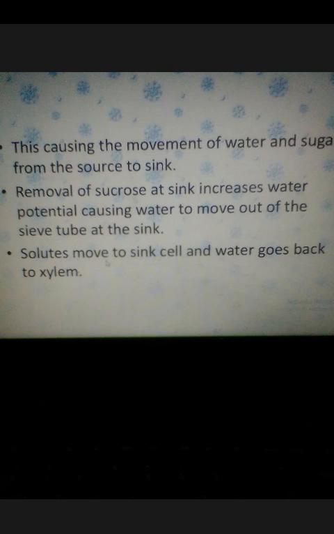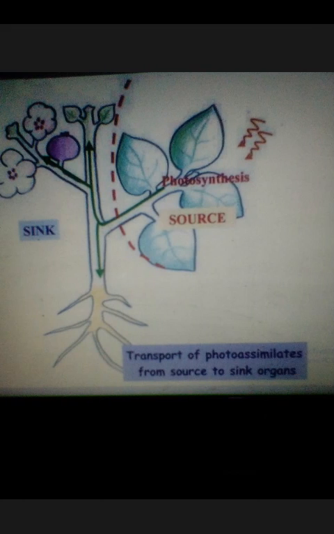Then removal of sucrose at the sink increases water potential. See, this is the point to be considered, most important, that is causing water to move out of the sieve tube at the sink, and then solute move to sink cell and water goes back to xylem. Okay, this is the schematic diagram of a relation between source and sink.